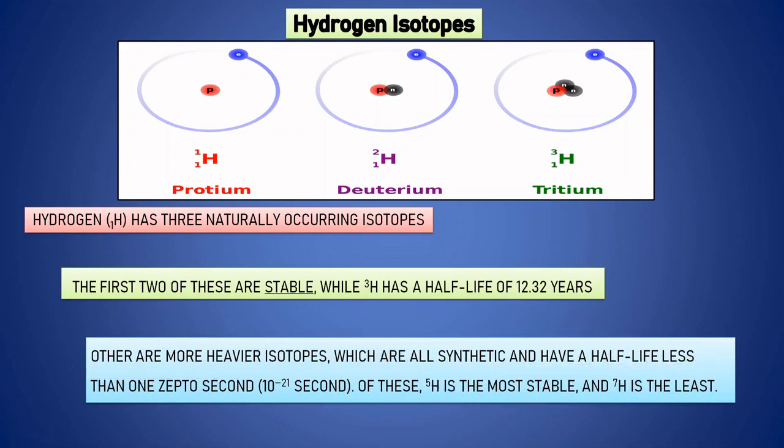The others are heavier isotopes which are all synthetic. Other than these 3, all the remaining ones are heavier isotopes. That means they have a mass number greater than 3, and they are all synthetic with a half-life less than a yoctosecond, that is 10 to the power of minus 21 seconds. Of these, H5 is the most stable and H7 is the least stable isotope. So these are the different hydrogen isotopes.